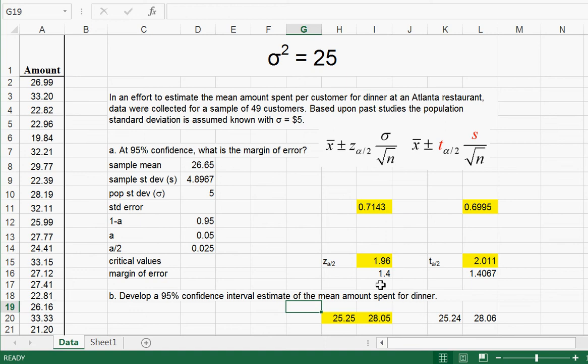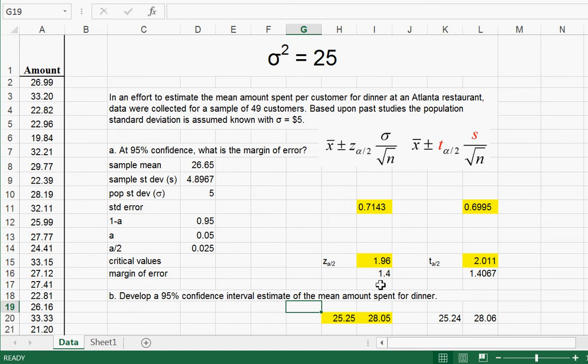Now, suppose the true mean is 25.2. Is it in my interval? How many people have 25.2 in their interval? Raise your hand if you got 25.2 in your interval. Okay, right?